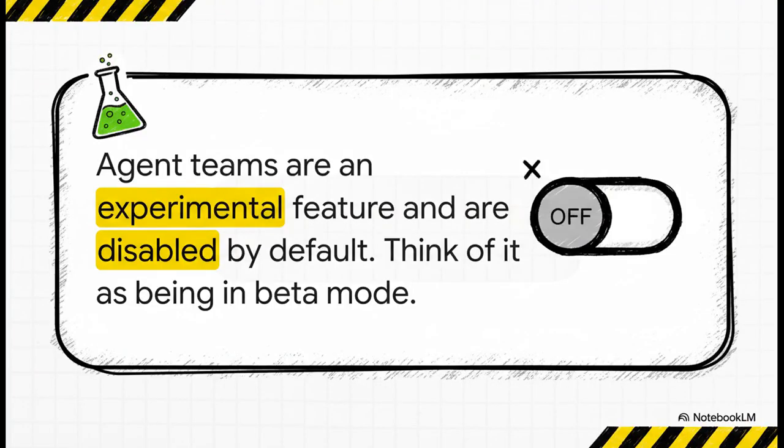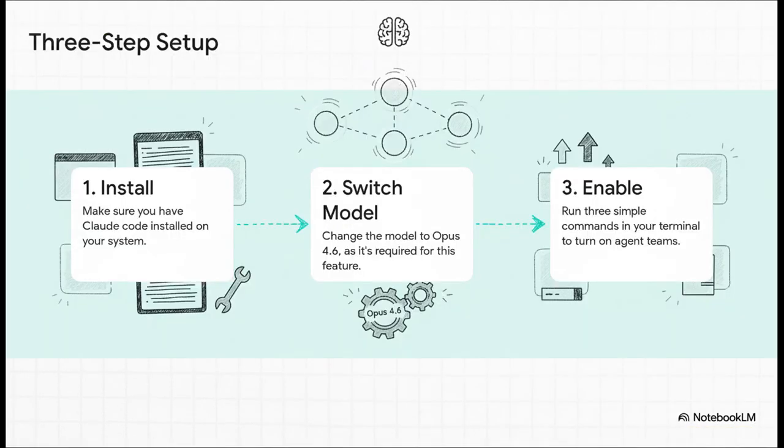Okay, quick heads up. This is still a very experimental feature. You've got to think of it as being in beta. Because of that, it's turned off by default, and we have to manually enable a feature flag to get it working. The whole setup is just 3 basic steps. First, obviously, you need to have the Claude dev environment installed on your machine. Second, you have to make sure you're using the Opus 4.6 model, because that's the one that supports this. And then you just run 3 little commands in your terminal.